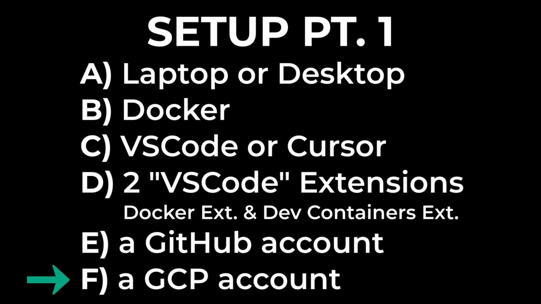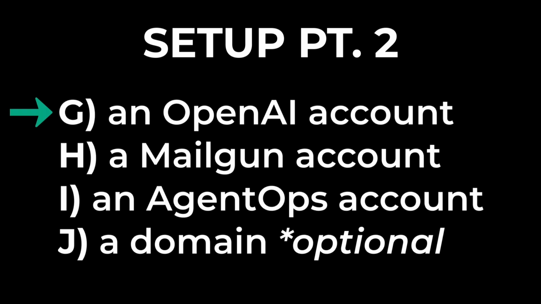F, you need a GCP account. GCP will practically be free. G, you need an OpenAI account. OpenAI will cost you between a few pennies and a few dollars depending on circumstances. H, you'll need a Mailgun account. Mailgun has a free trial. I, you'll need an AgentOps account. AgentOps' free tier will work. And optionally, J, you'll need a domain.